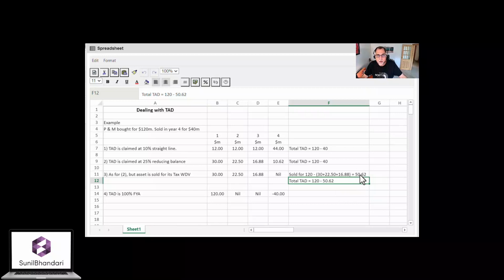Now you need the 50.62 to put in the investment appraisal, because you're going to need that for the scrap value, because they're telling you that's what the scrap value is. So in the previous case, they tell you it's 40 million. This time you've got to work it out. So the 50.62 you need in your investment appraisal, asset bought for 120, sold for 50.62. But you will notice total TAD of 120, 50.62, we've already done it. There it is. We've claimed that value. Final value then must be nil.